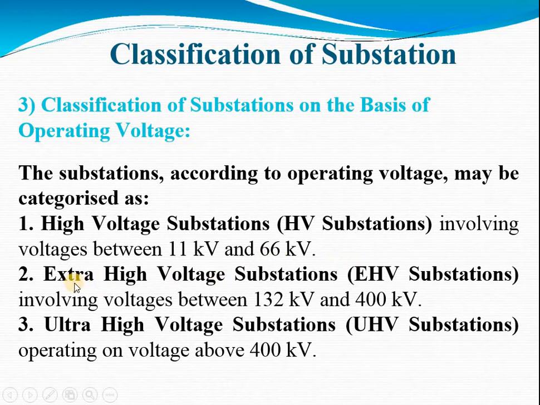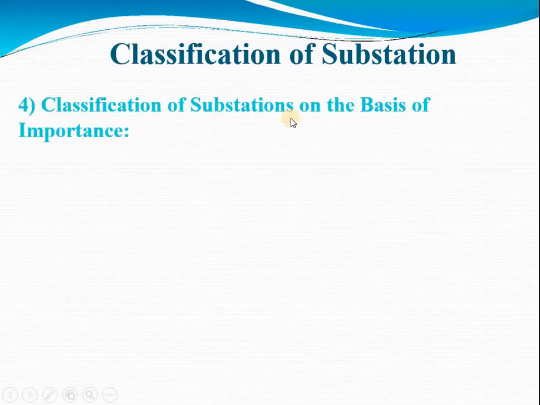Second subtype is extra high voltage substations. This substation uses the voltage range 132 kilovolt to 400 kilovolt. The third is the ultra high voltage. The substations which use the voltage range above 400 kilovolt are called ultra high voltage substations. The fourth classification is on the basis of importance.